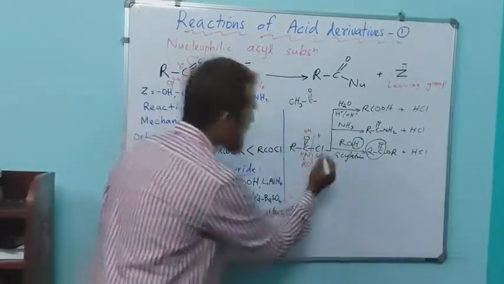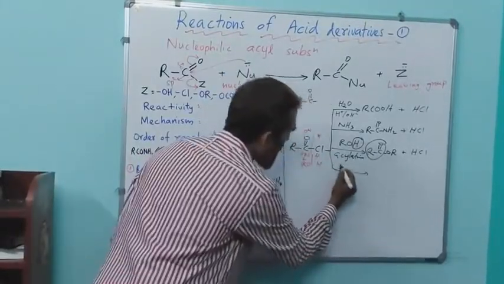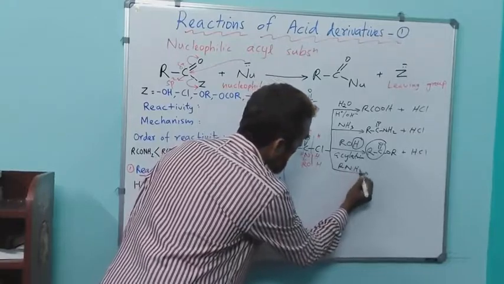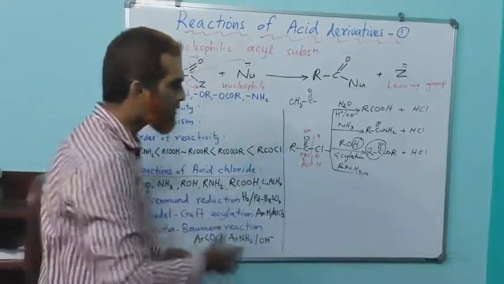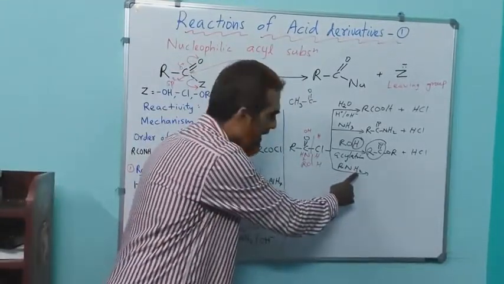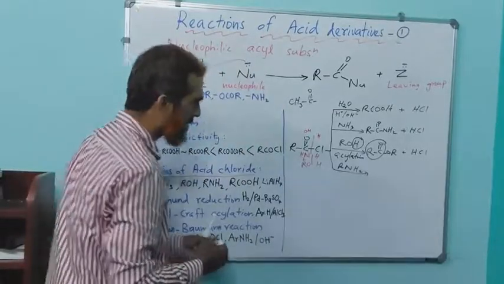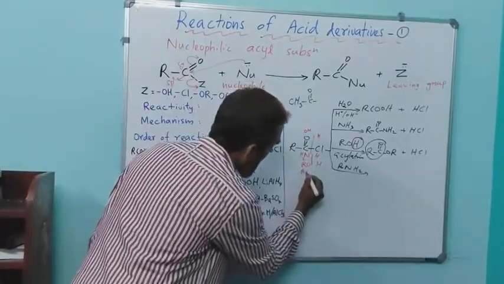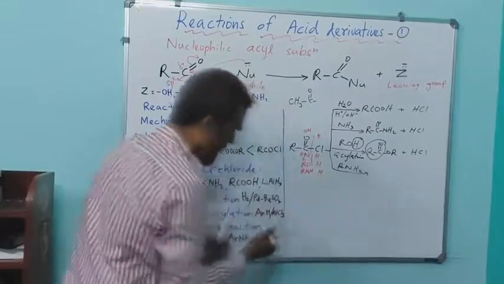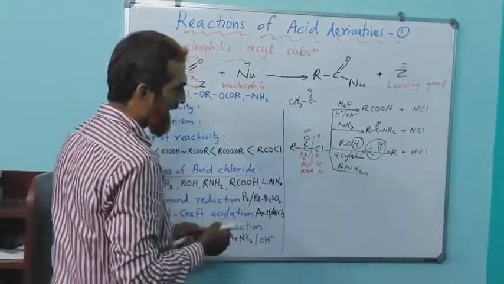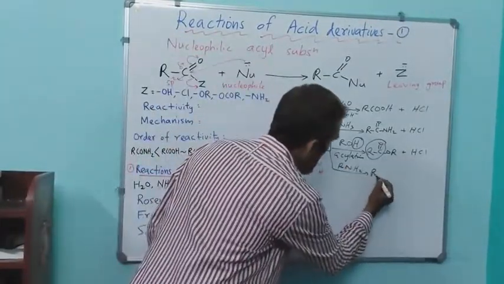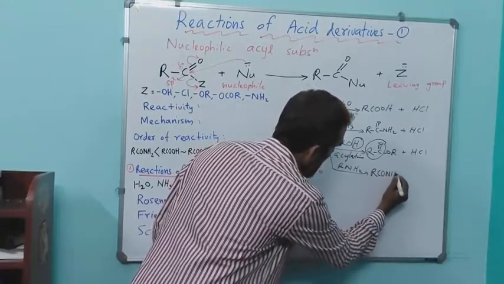Acylation. Coming to the next reaction with RNH2, that means an amine. Here also there is a replaceable hydrogen. The reaction can be shown like this, like RNH here. So what is the product? H replaced by acyl group. So it is RCONHR.